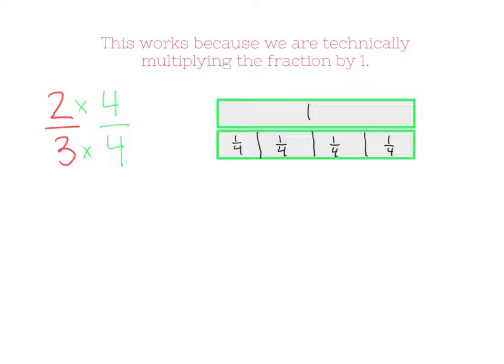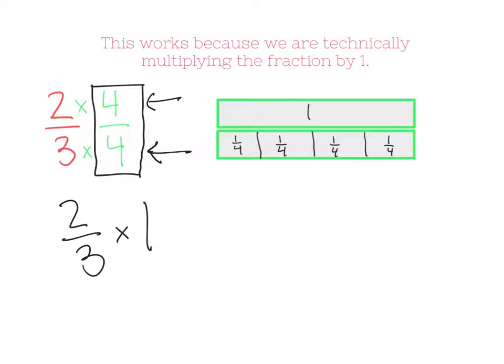And this technically works because we're multiplying the fraction by 1. Because if you look here, 2/3 times 4/4. Well, let's look at this 4/4. We have 4 parts in our total, and we have all 4 of those parts, right? So 4 of those fourths are here, which makes 1 whole. So we're technically multiplying 2/3 times 1.